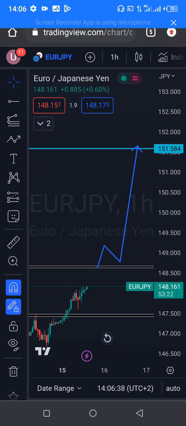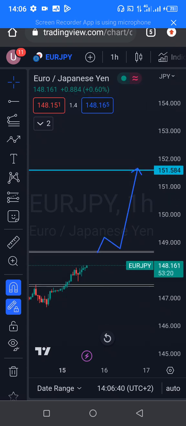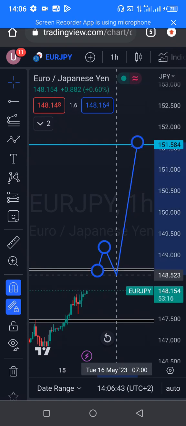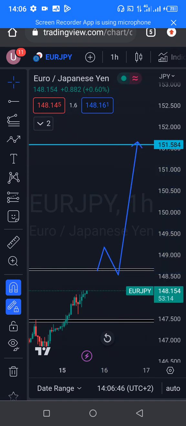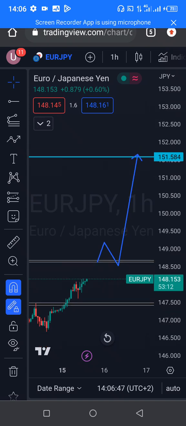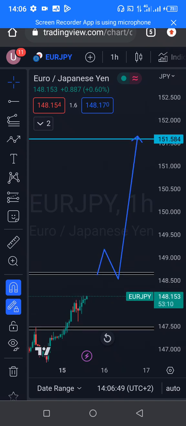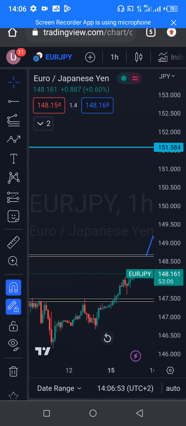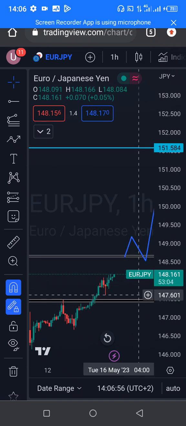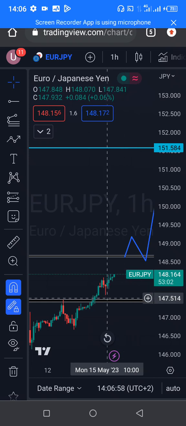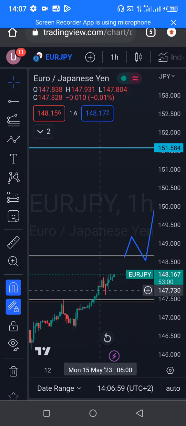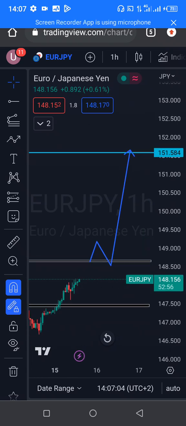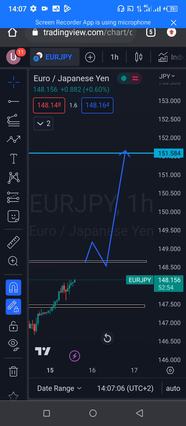Let me delete this. Okay, so what I'm going to look for is a break here and retest, and then enter out all the way up there for my EJ. Since we missed this trade over here, I'm going to catch this one. I'm going to look for this one for the next coming days.